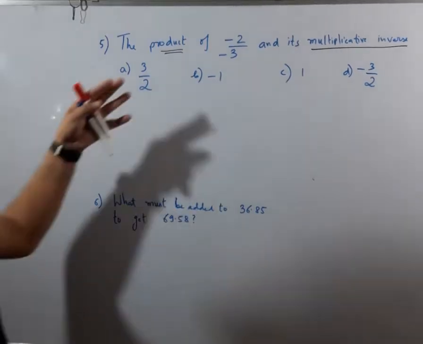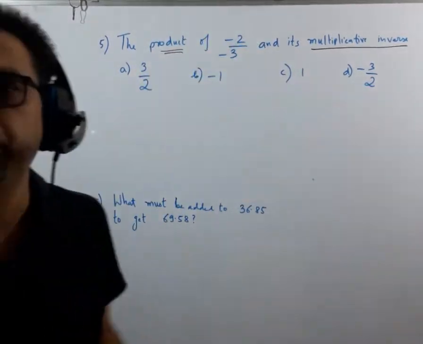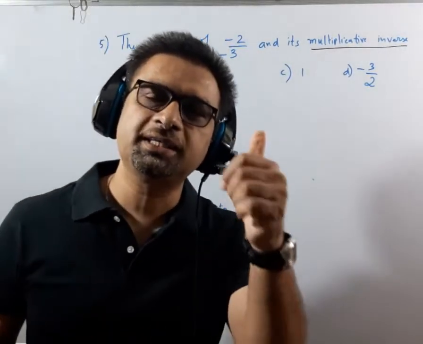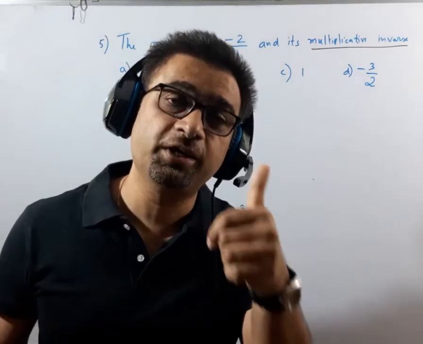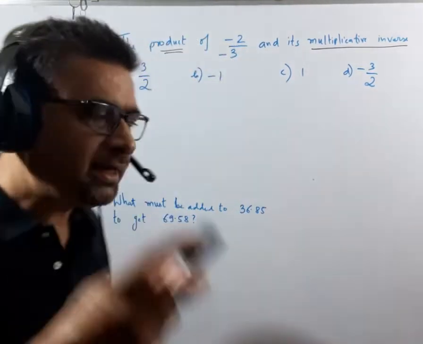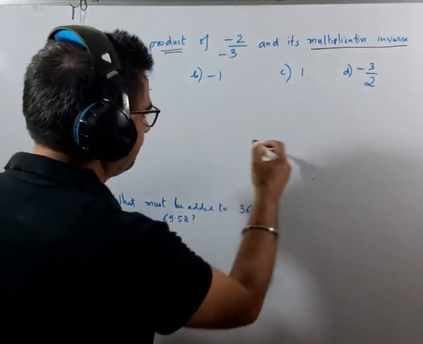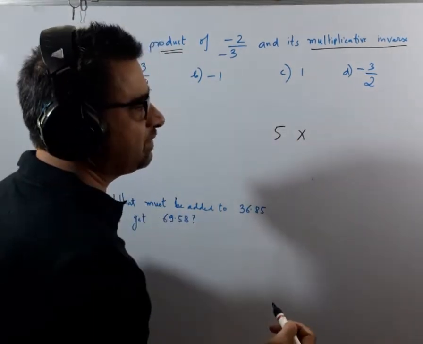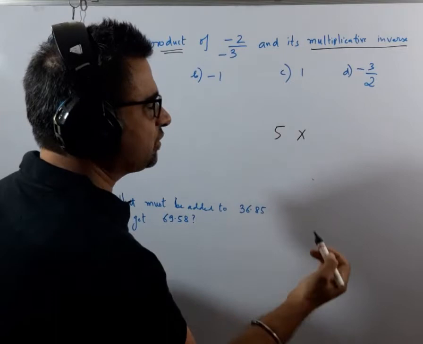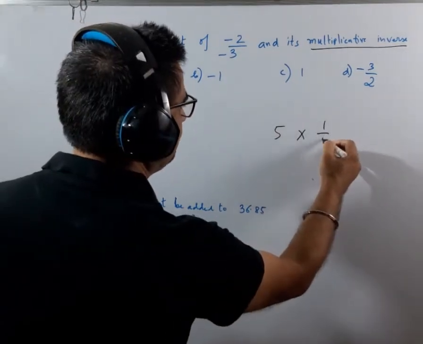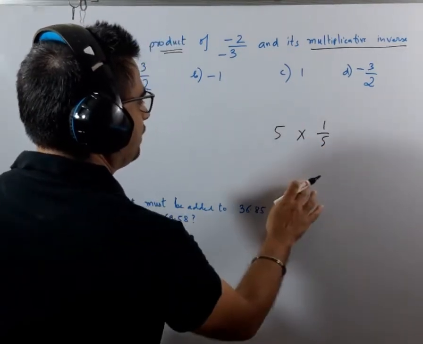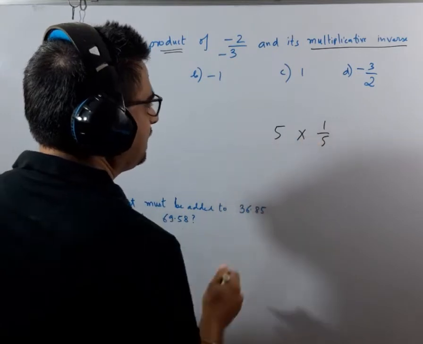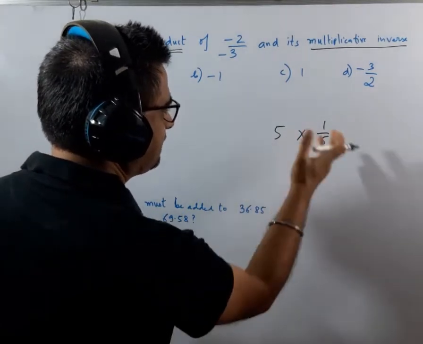The next question: the product of some number and its multiplicative inverse. Well, you know what? This is a 1 second question. Yes, you heard it right, 1 second. Any number multiplied by its multiplicative inverse is what? The multiplicative inverse of a number is its reciprocal. So if you are to multiply 5 with its multiplicative inverse, we are actually multiplying by its reciprocal.